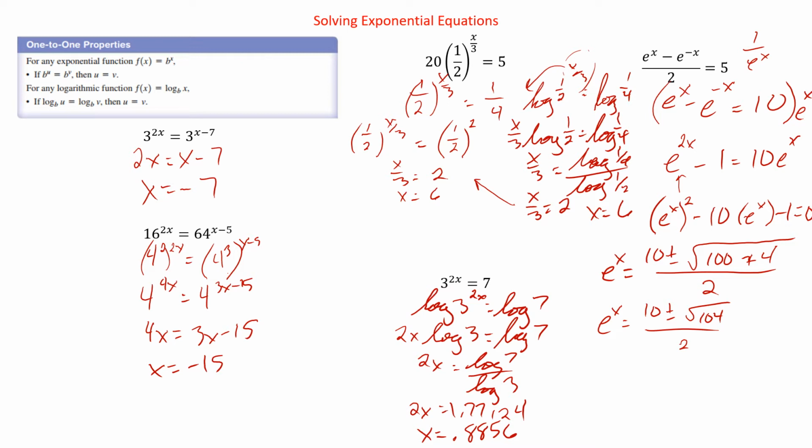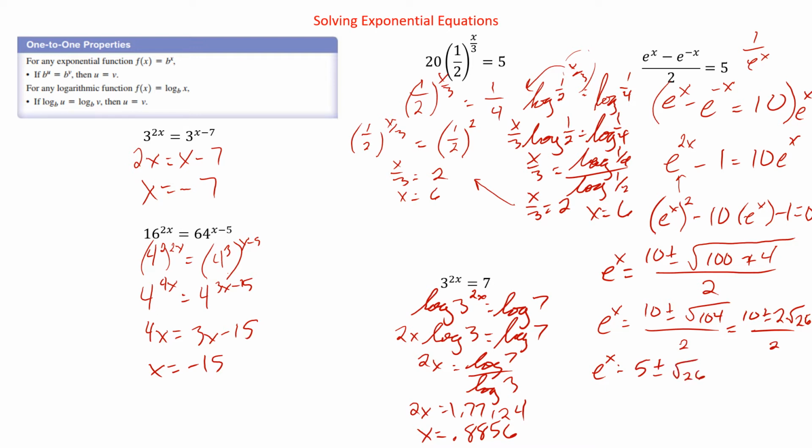104, we could divide by 4. So that would be 10 plus or minus 2 root 26 over 2, which we can simplify. We get 5 plus or minus root 26.